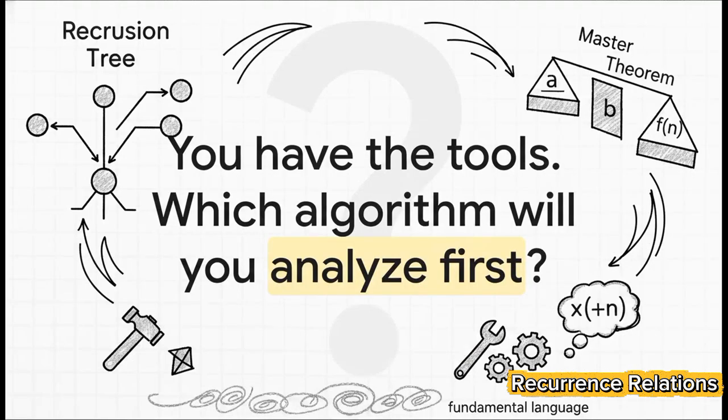So the key takeaway is this. Recurrence relations are the fundamental language of recursive analysis. The recursion tree gives you the intuition, and the master theorem gives you the speed. You now have the core tools to speak this language fluently and analyze a vast range of important algorithms. The only question left is, which one will you analyze first?